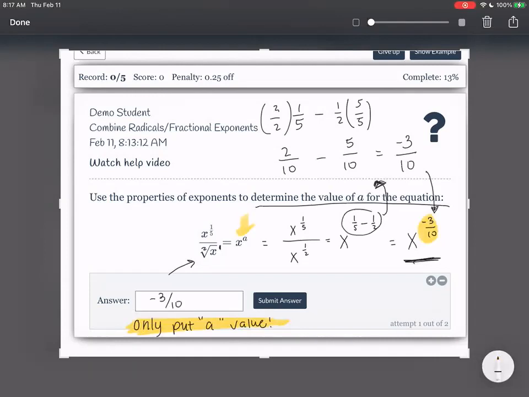If you are one of the students that tends to forget when you're putting the a value, make it a big starred note, like put arrows pointing to these words. For this category, you only put the a value because it says right here, determine the value of a. So that means in our answer box, we're only putting the a value. Okay, any questions? I'm going to pause the video so you get a chance to ask. Okay, so -3/10.